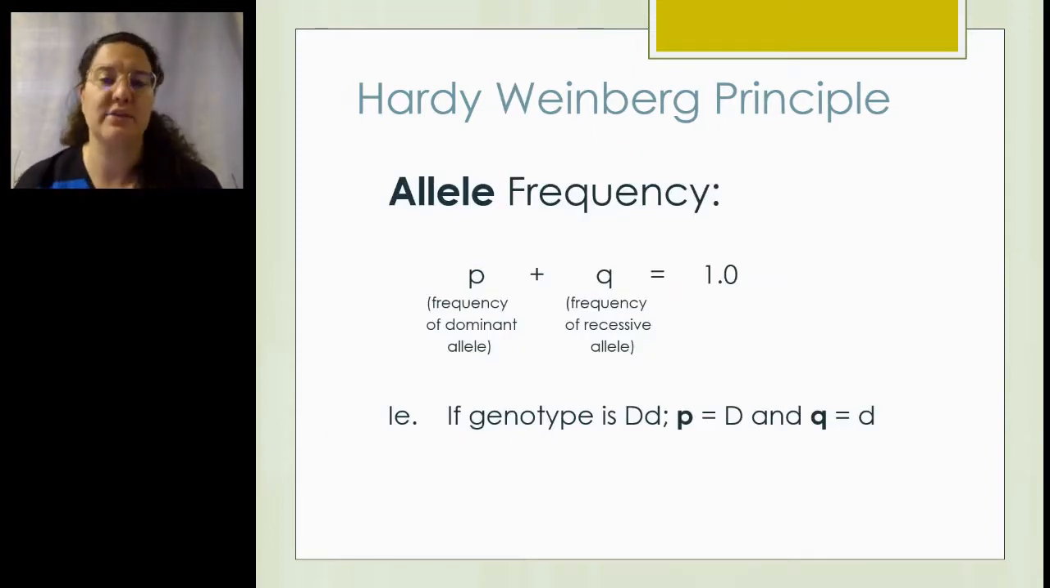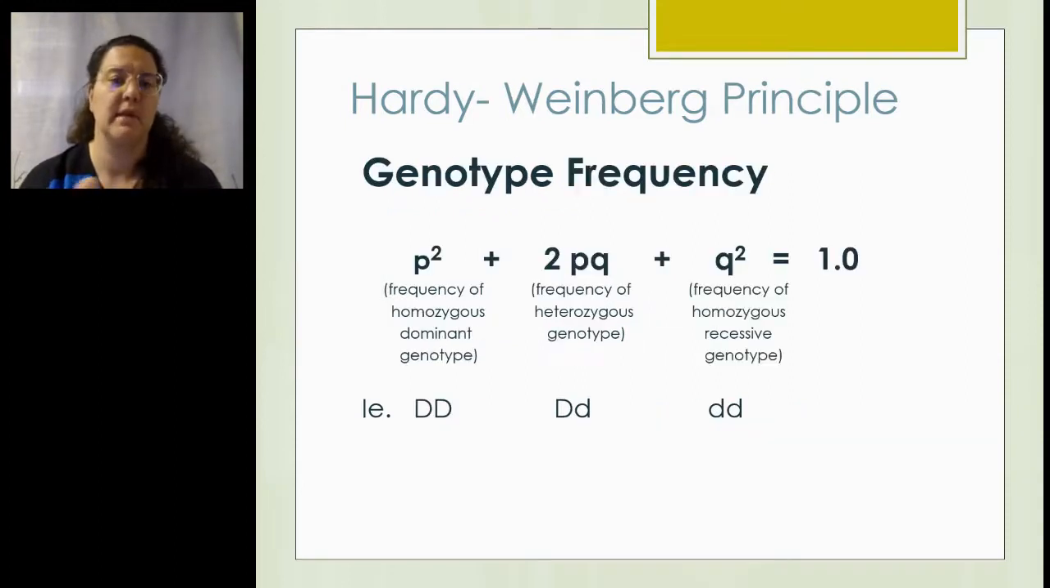These formulas are all in your data booklet. When we look at the equation for allele frequency, it's p, the frequency of the dominant allele, plus q, the frequency of the recessive allele, equals 1. This means 100% of the alleles in a population are the dominant and recessive. So this does make quite a bit of mathematical sense.